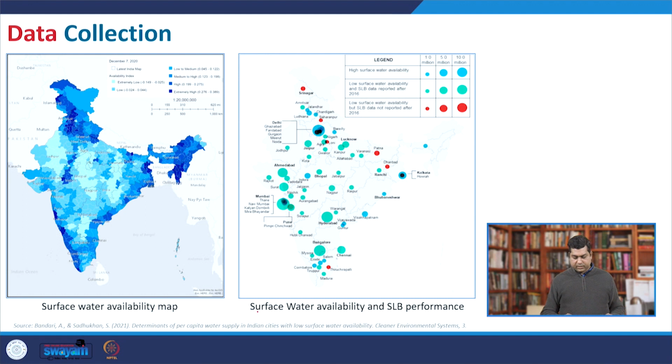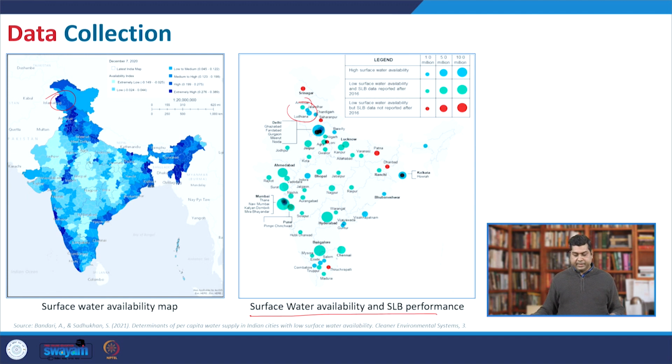Then the second map is for the surface water availability and SLB performance. In this case, it is just a category: all the cities with 1 million population or more are shown with the smaller dot, and some of them having more than 10 million are shown with the bigger dot. If you map these two, it is nothing but the extraction of the information. For example, this area, Srinagar, has some sort of high surface water availability.